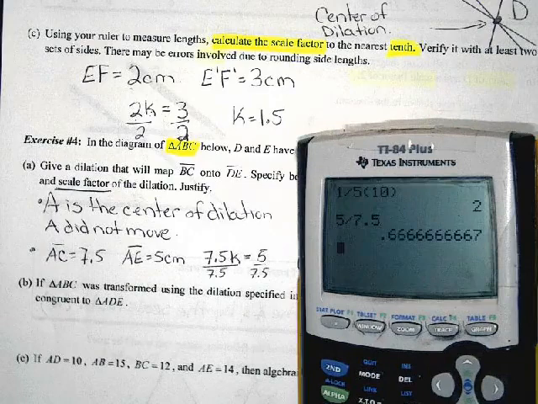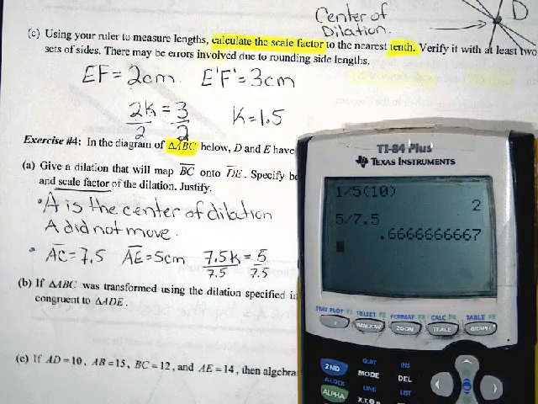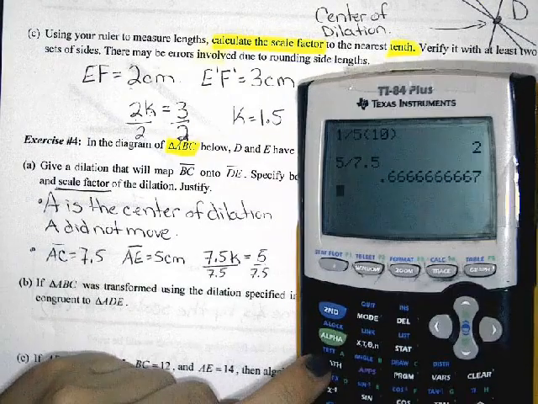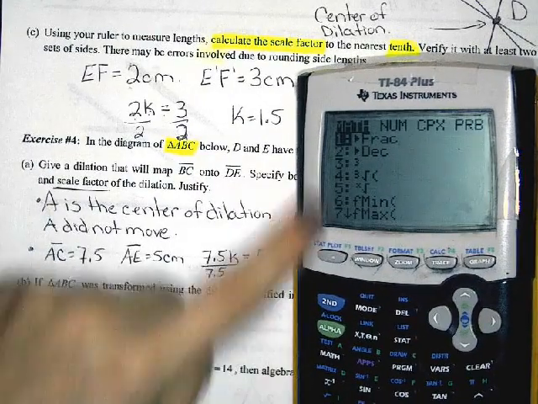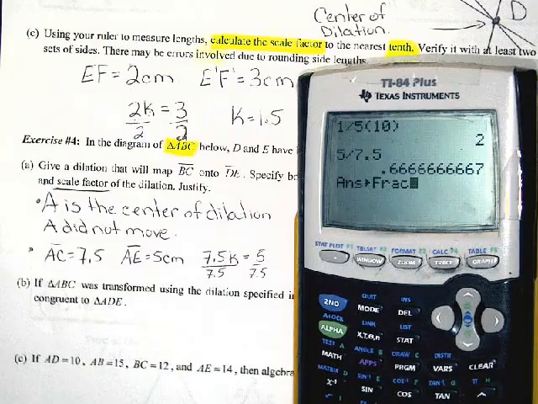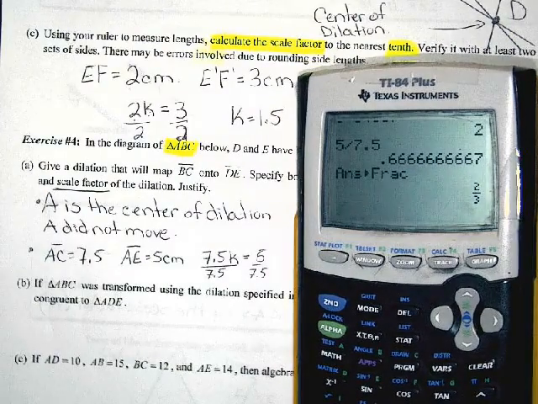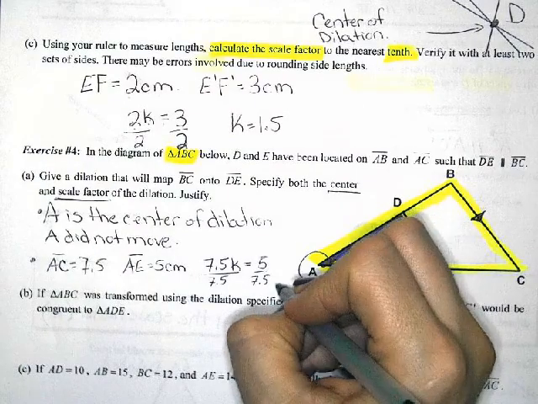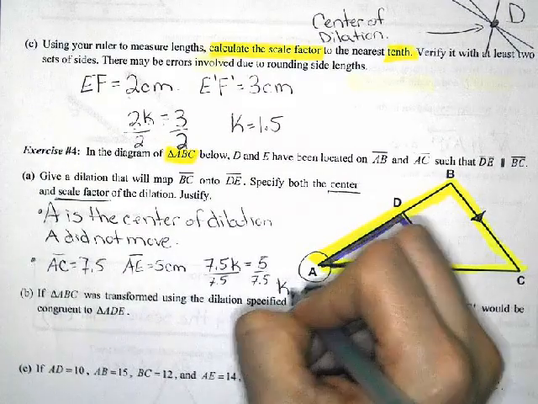Oh, I get 0.66666, and it keeps going. So I'm going to make that a little easier for myself. I'm going to use the math key that's down here, and I'm going to tell it to convert that back to a fraction. That looks a little better: 2/3. So my scale factor here would be K equals 2/3.